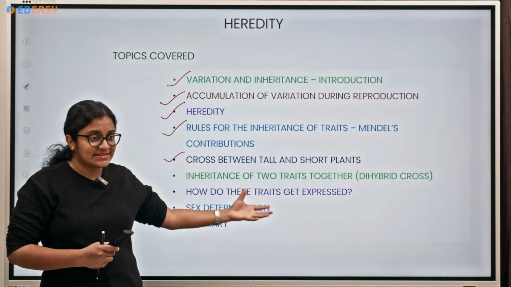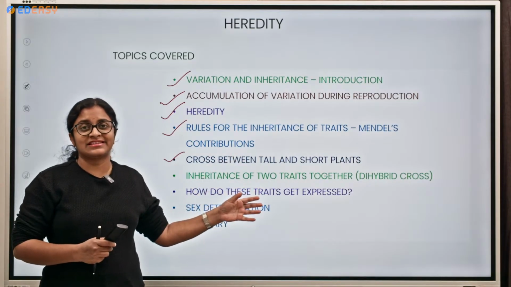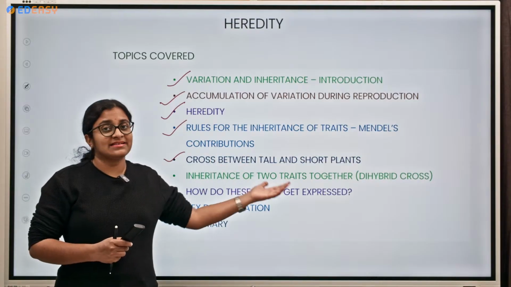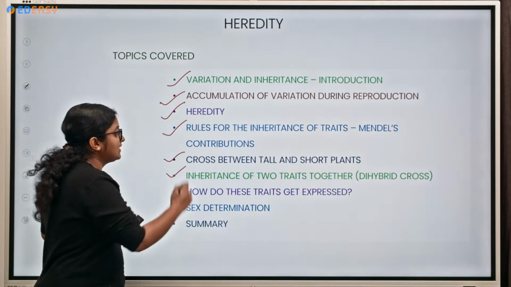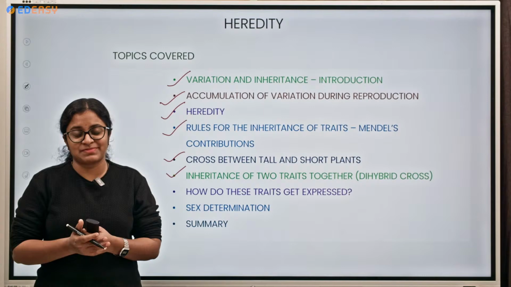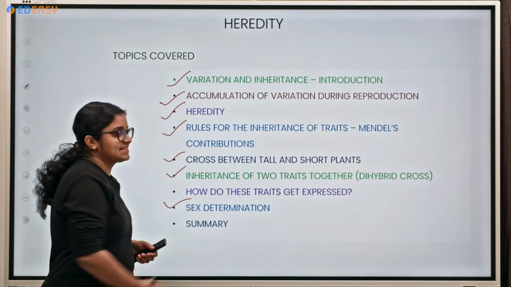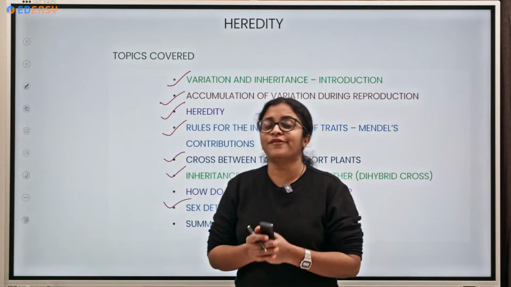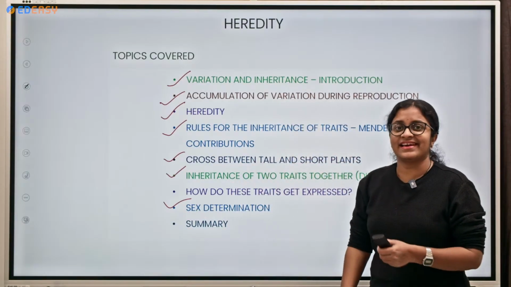Thereby, we shall be understanding the monohybrid cross and later on the inheritance of two traits together. If it is one trait, it is monohybrid. If it is two traits, we are going to describe it under the dihybrid cross, followed by how the traits are getting expressed, and finally we shall conclude with sex determination. So this is going to be the agenda of today's discussion. So let's start with variation and inheritance.